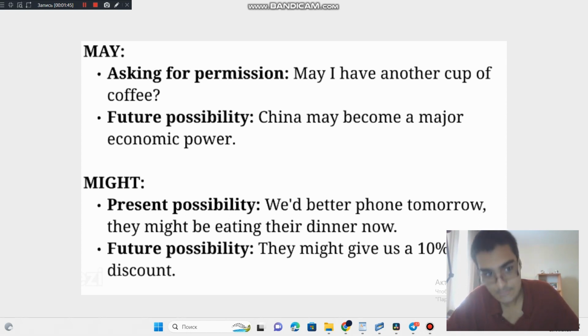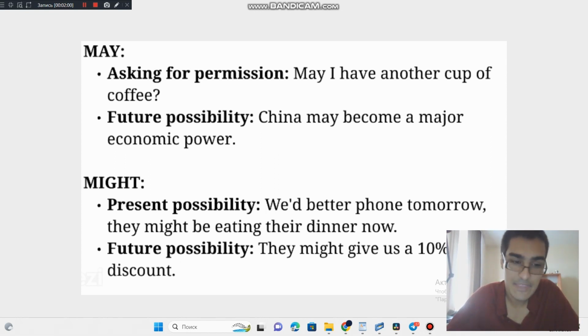You can also express a future possibility, and when you say may, it's like 50-50. So, China may become an economic power. When you say may, you put your odds on it. It may happen, it may not happen.